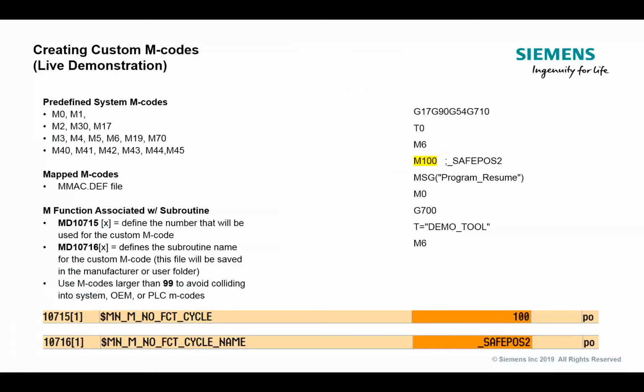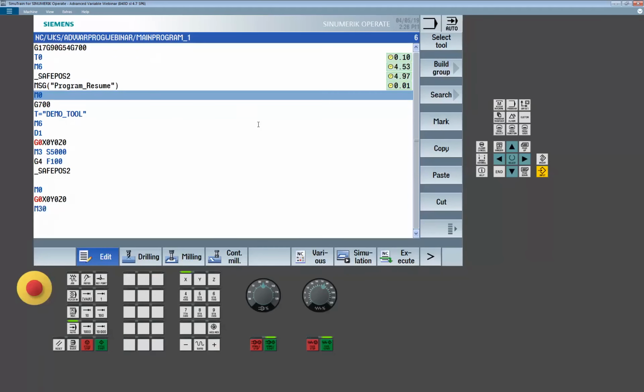But if not, you can do a little bit of exploration. If you stay above 100, you're not going to hurt anything in the PLC, but you could step on another M code. That's very possible. Then we're going to go in and look at these two variables. So let's jump back to Sinutrain and create this custom M code.